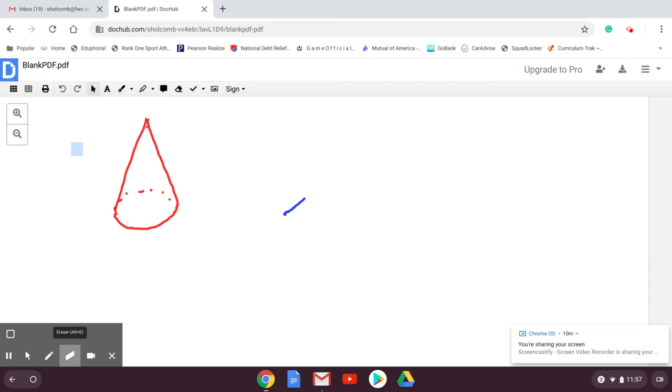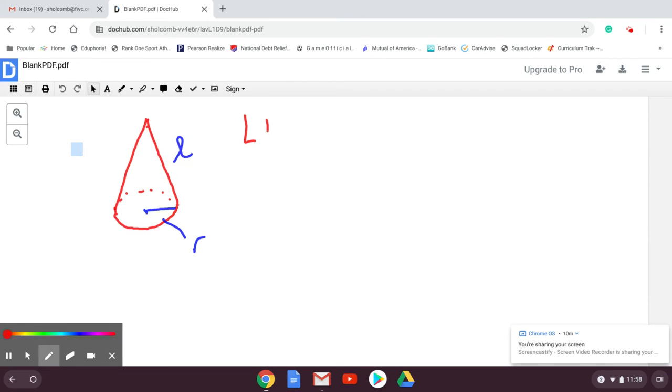Switch colors, and let's identify all the key pieces. The radius goes from the center to the side. So that right there is the radius. You'll need that in some calculations. The base is just the circular base. The slant height is this little piece along the side of the cone. And then you've got the formulas.